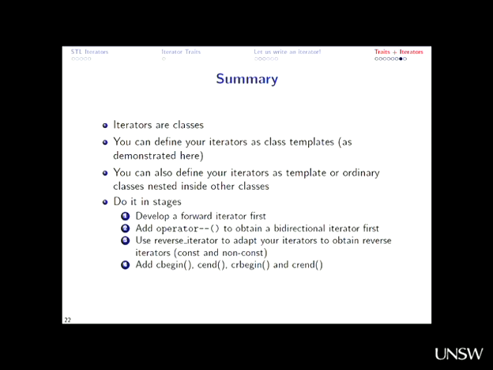Okay, so in summary, iterators are classes, they're types. You can define your own iterators as class templates, as we've seen. You can also define your iterators as templates or ordinary classes nested inside other classes. Please don't do that. Do it as a separate thing for assignment 3. And develop in stages. So for instance, develop a forward iterator first, and then go back, and then do reverse, and then do const, etc. Don't worry about that for assignment 3. Assignment 3 is simple, hand wavy. You're only doing an input iterator.